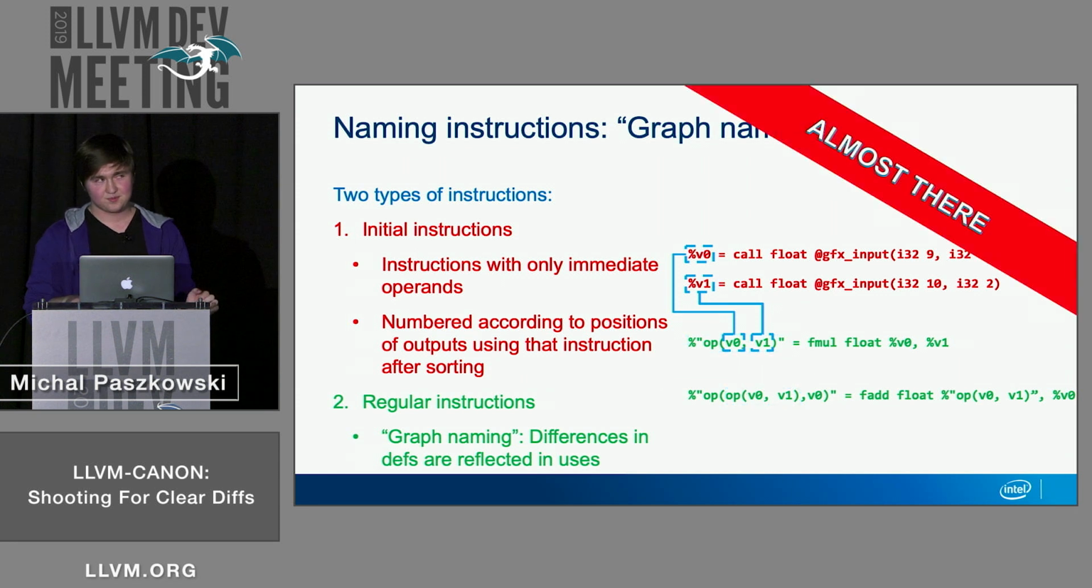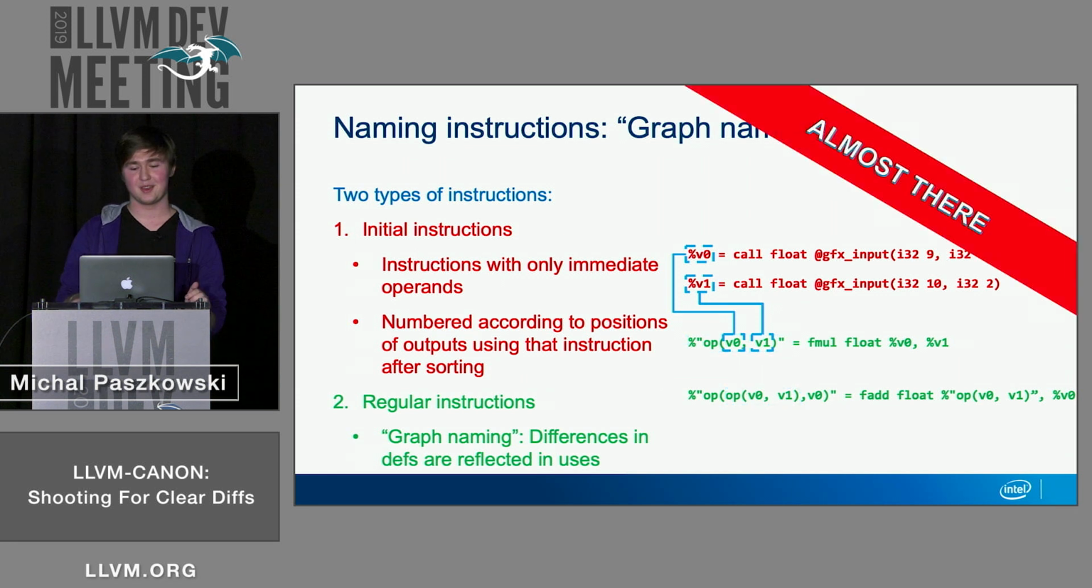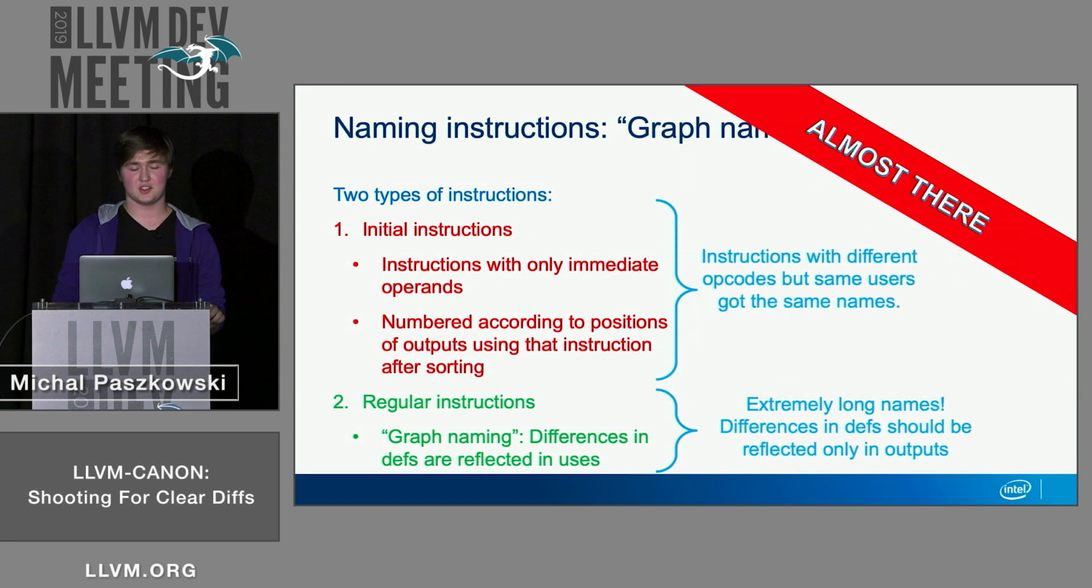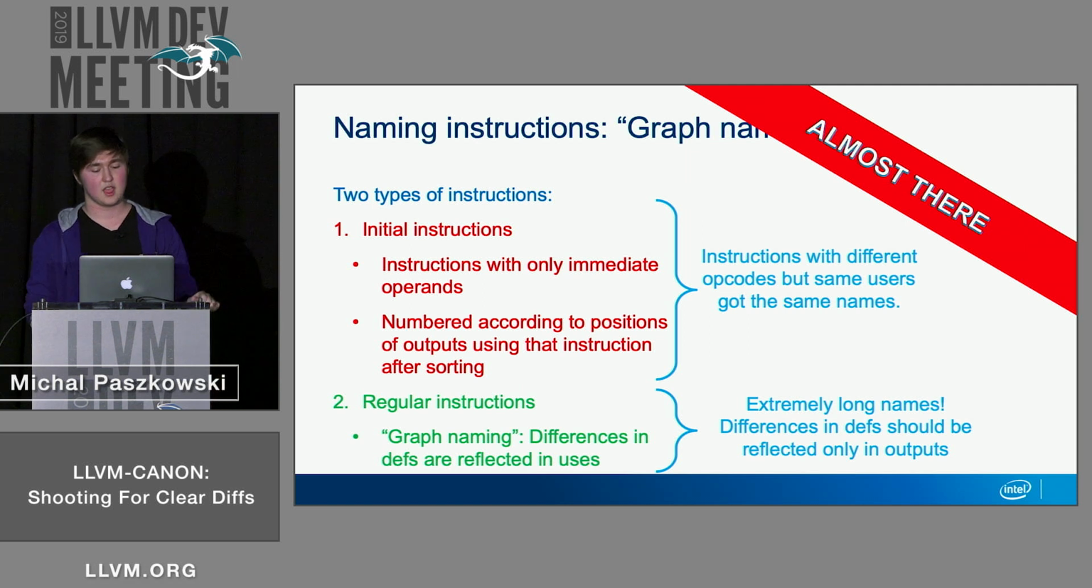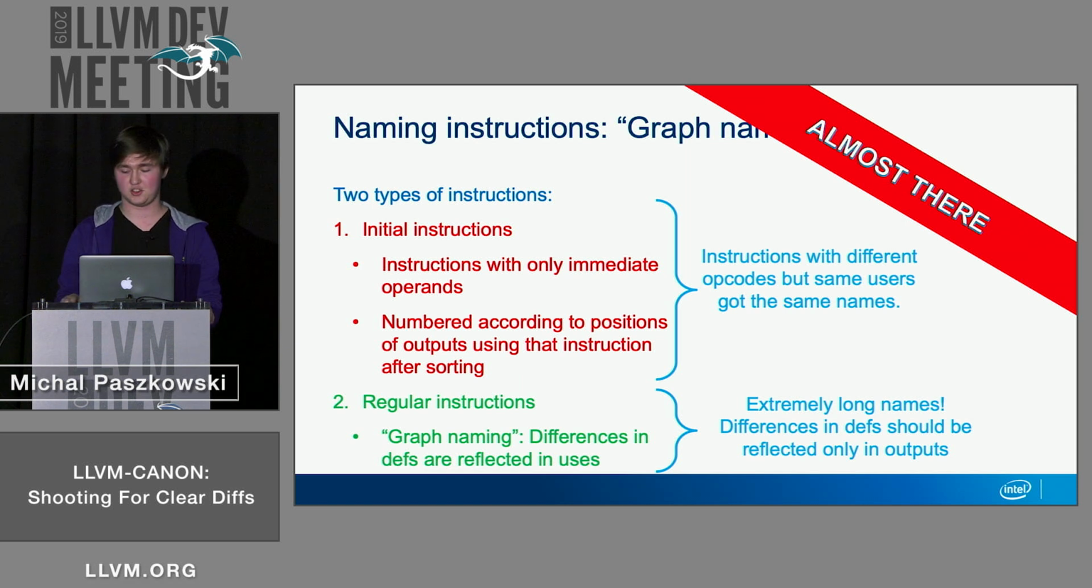The thing is that it also didn't work. Initial instructions which had the same users but different opcodes were getting the same names. And in case of regular instructions, first of all, this naming method generated pretty long names. And the second thing is that differences in diffs were reflected in the names of the side-effecting instructions, but not only there, they were also reflected in all of the instructions between them. So it actually polluted the diff, and it did the opposite of what we wanted to achieve.